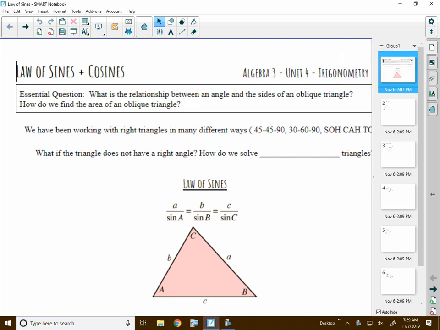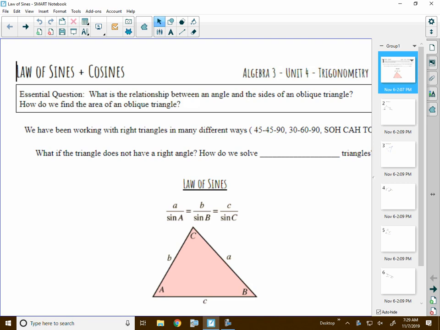The biggest difference between what we've been doing the last couple of days and law of sines, law of cosines, is we have been solving right triangles. Now, we don't have right triangles. So kind of like in your brain, associate law of sines, law of cosines with not having a right triangle.